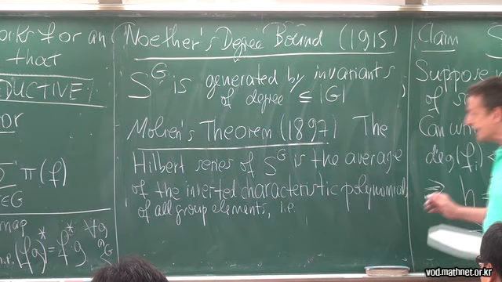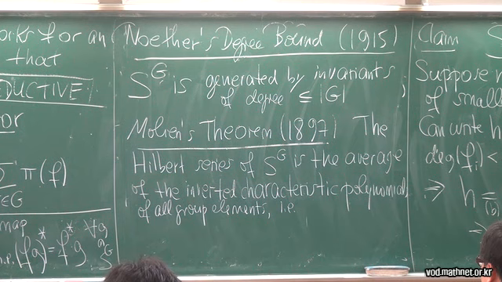So we take all the group elements, we make a finite list of matrices. Each matrix has a characteristic polynomial. It's a polynomial in one variable of degree n. Then you invert it, right? That's a rational function. You add them up. That's a rational function, in one variable. Then you Taylor series it, and you get the Hilbert series.